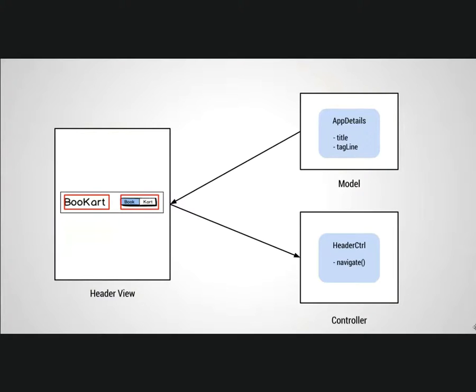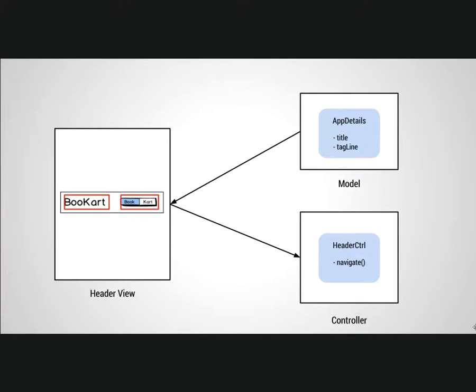So let's revisit the analysis we did for our models, views, and controllers of header view. Now, if we want to make our header view dynamic, we have to move the static data to the model component. In order to have the model created, we need to create the controller component first. The controller is not only responsible for handling the user interaction on the view, but also responsible for loading the data for our views.